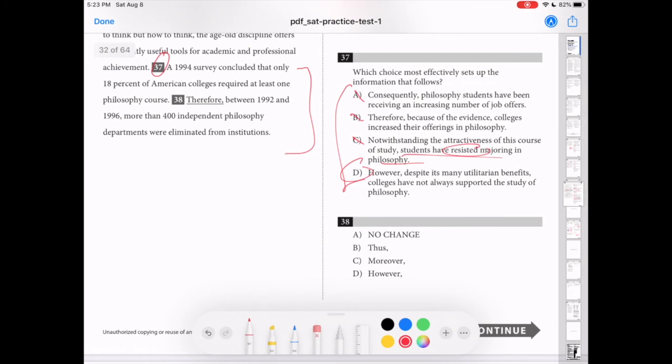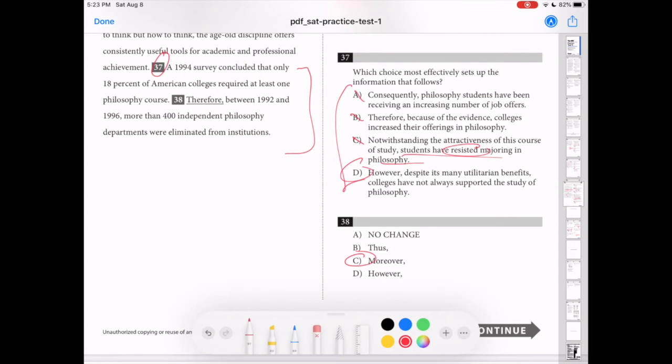38. More transitions. We already read from the context in the previous question that this line and the line before seem to hint at the same thing, basically the decline of philosophy. The previous sentence stated this, and this sentence seems to further that fact. So we need a transition that continues this. Moreover, C does this well. It's saying more so, we see this is true.